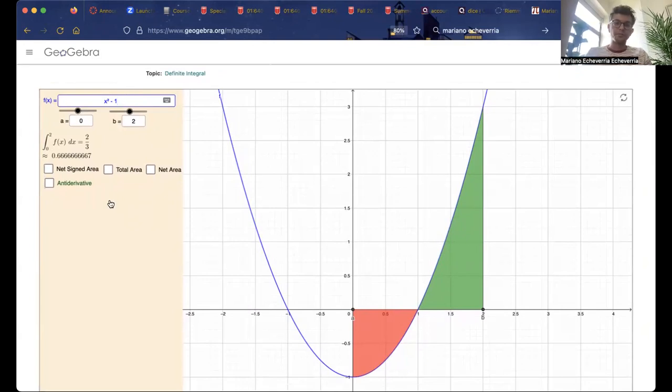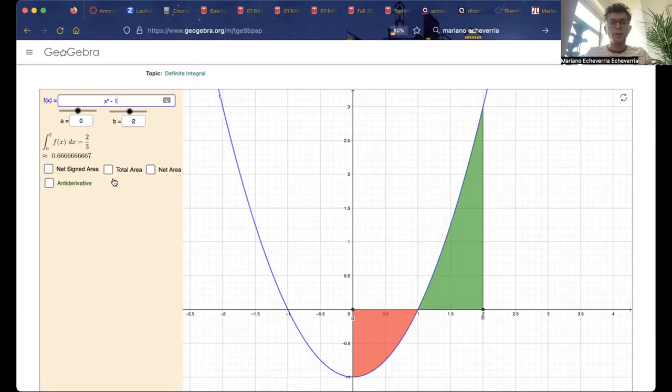And so the integral, what it does, like an integral from a to b, which is what you see here. So here a equals 0 and b equals 2. So that's why it says the integral from 0 to 2. That integral is just like the area between the curve and the x-axis.